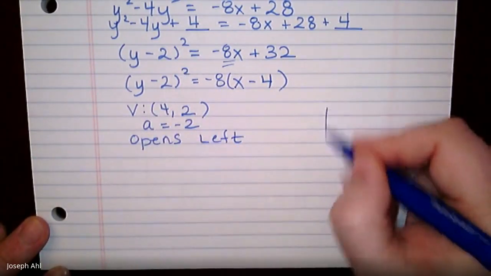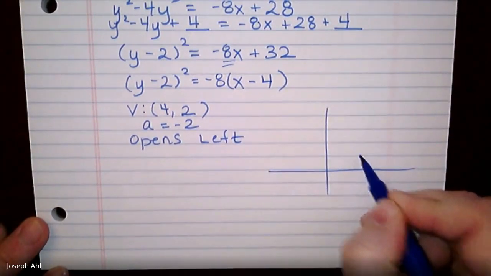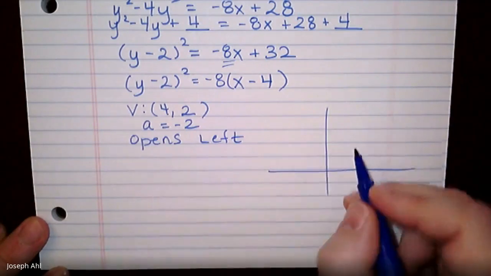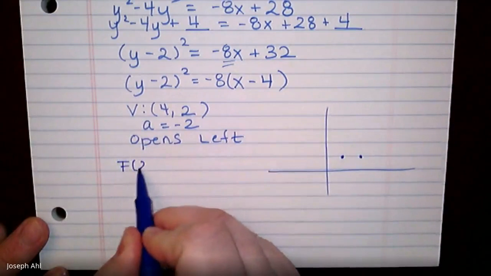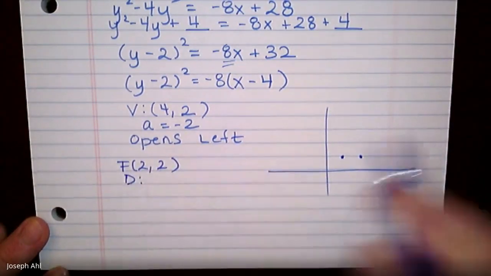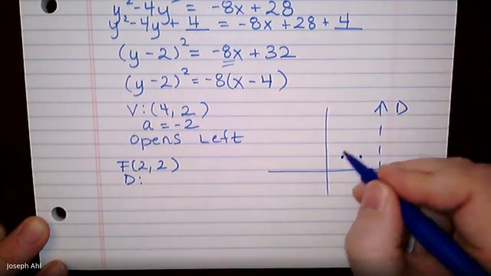So if the vertex is over here at 4, 2, right 4 up 2, opening to the left, if I go 2 units to the left, here's my focus at 2, 2. If I go 2 units to the right, the directrix would be at x equals 6. Very rough sketch here. Okay.